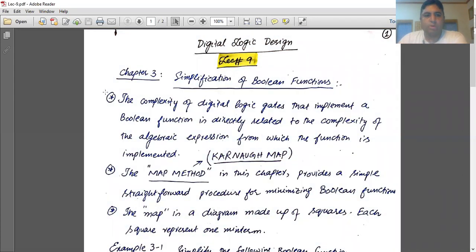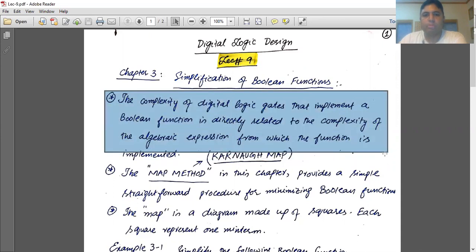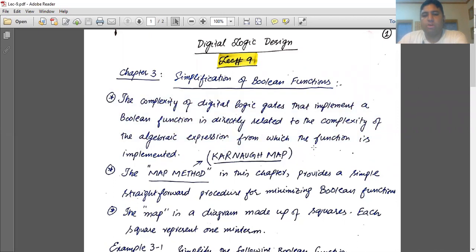First of all, he says that the complexity of the digital logic gates that implement a Boolean function is directly related to the complexity of the algebraic expression from which the function is implemented. Which means how many gates a given logic circuit needs depends upon how complex the Boolean expression of that function is. So instead of directly making the logic diagram of a given function, we can first simplify it, and by simplification we can reduce the total number of required gates for the logic diagram.